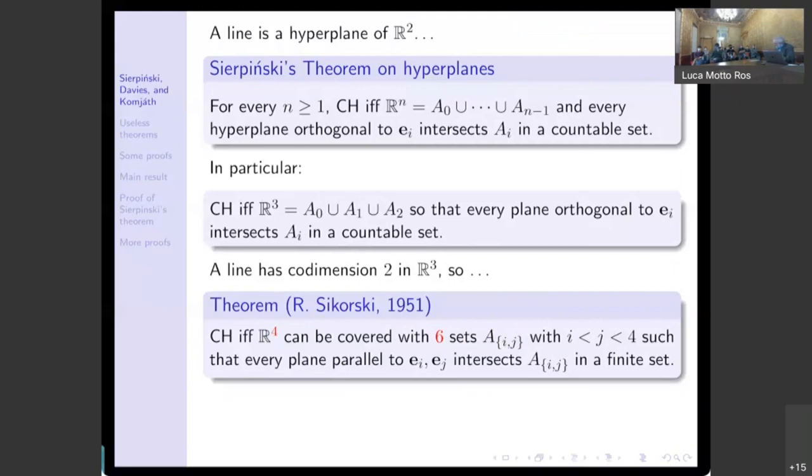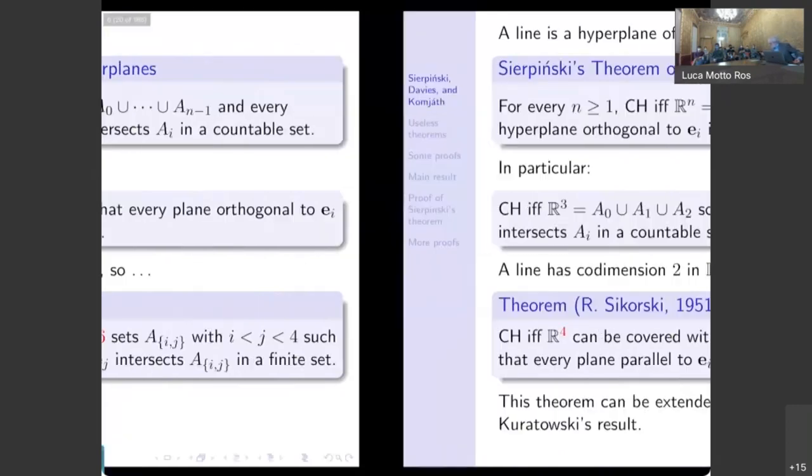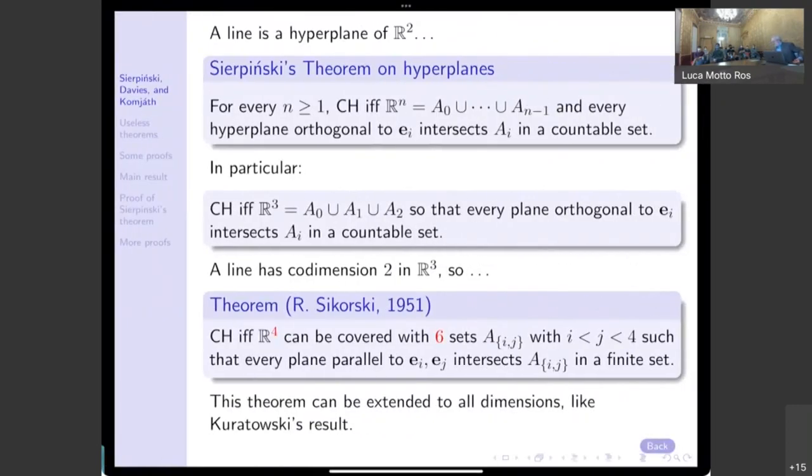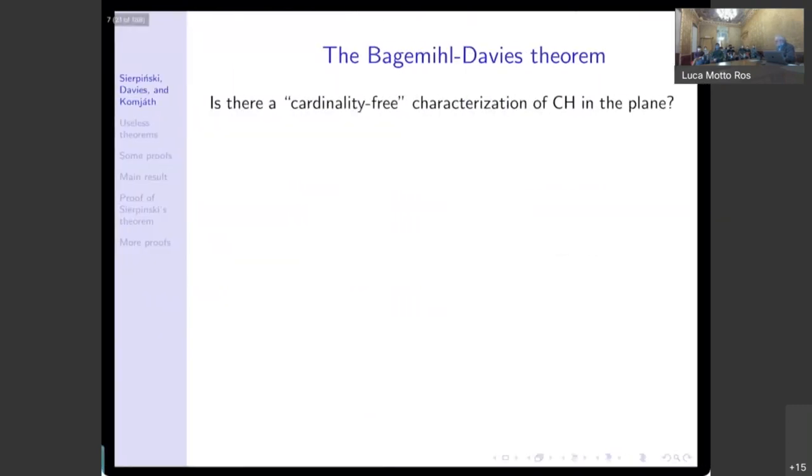Okay. I stated it just for 4, but it works in general. It's just that the notation can get a little bit hairy and we don't want to look at it. So this theorem, as I said, can be extended to more dimensions, like Kuratowski's results.